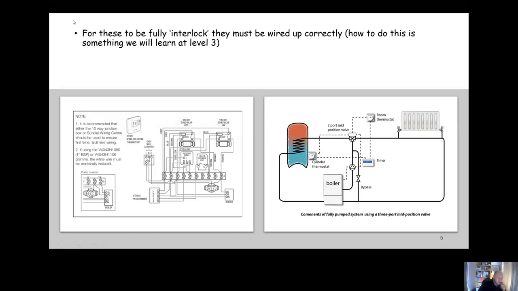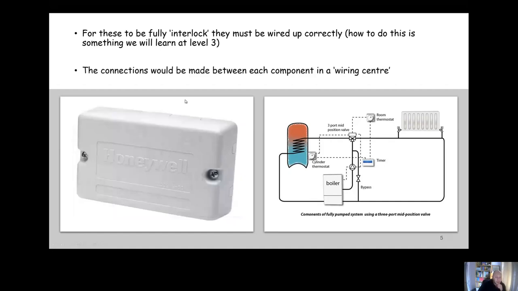For the system to be considered as having boiler interlock, it must be wired up correctly. We're going to learn about that at level three. We're going to talk it through briefly a bit later on in this part of the session. But if you do level three, it's something we'd actually physically do in the practical. All of the connections would be connected up together in something called a wiring centre. So all of our cables would come back to a certain point in the wiring centre, where they'd all be wired up and the appropriate connections would be made between each part to make sure that things fire up in the right order.